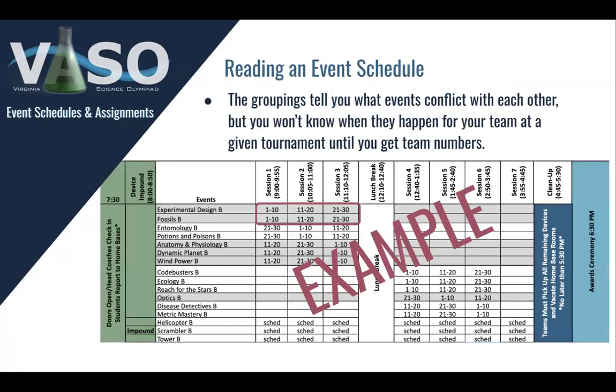So let's take our experimental design and fossils example for Division B. We know from the previous event grouping shown that they conflicted in this schedule for the 2025 season in Division B. You'll see, though, that they are offered for 3 sessions, sessions 1, 2, and 3 in this example tournament schedule. This does not mean, though, that your team would get to pick which time they do experimental design and which time they do fossils. Instead, the team number will decide which session they attend.